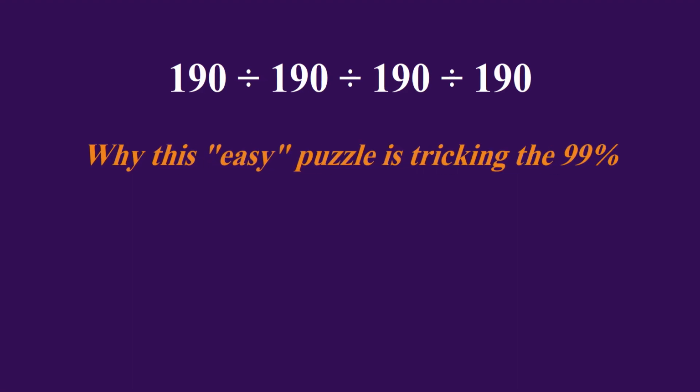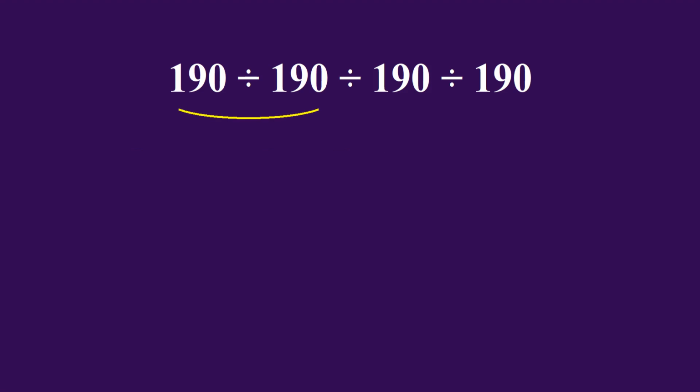In this stream, 190 divided by 190, which equals 1, and 190 divided by 190 equals 1. Now we have this problem, 1 divided by 1, which equals 1. But this answer is not correct because according to the order of operations, we must do this division, then this division, and at last this division.